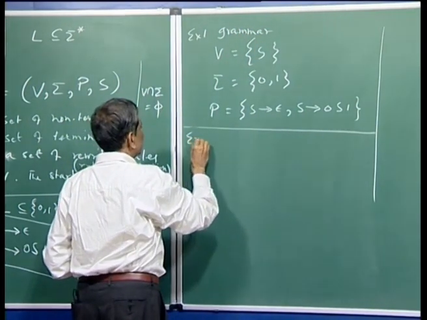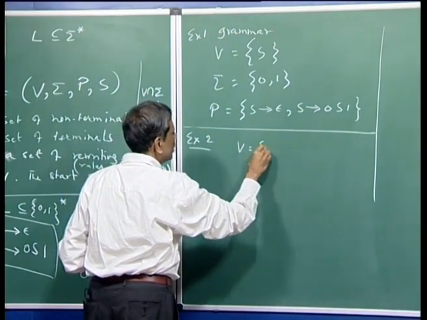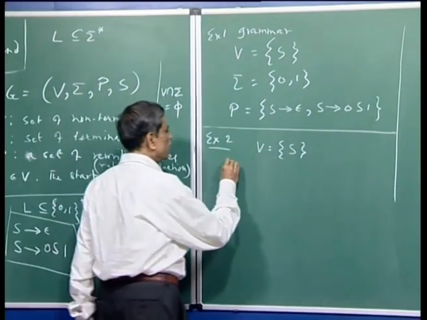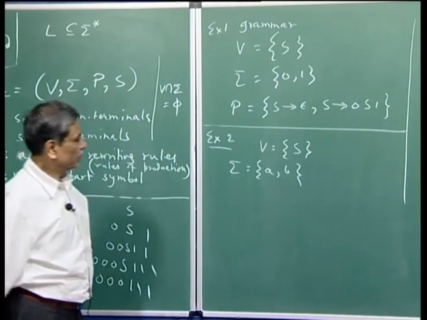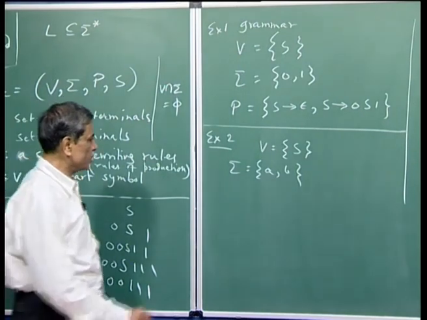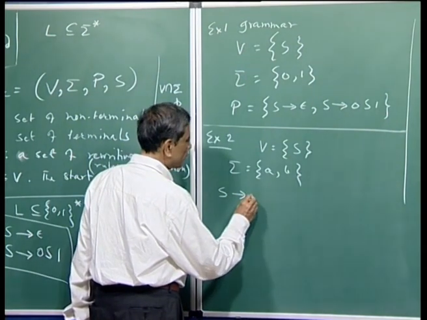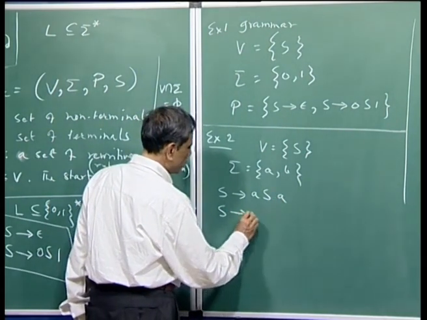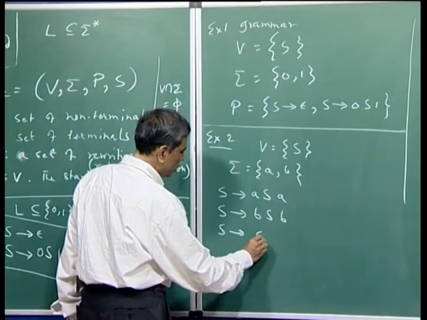And here is another example, which is also very simple. Again, I will have only one non-terminal S. Let me use a different alphabet, A, B, of terminal symbols. And for production, I will have S goes to A S A, S can also go to B S B, and let us say S again can go to epsilon.